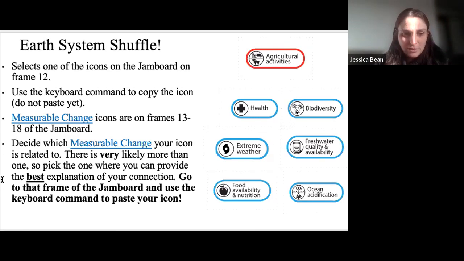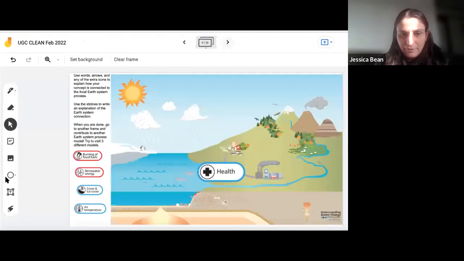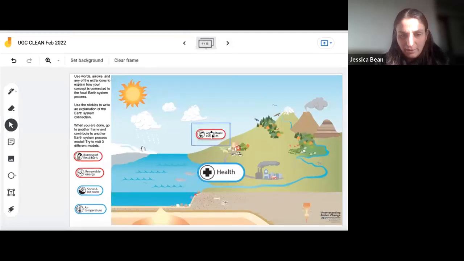So I'm going to then go to that health page, and I'm going to paste my icon onto that Jamboard page, onto that Earth Scene. And then I could use words or arrows or other ways to express my ideas and show that relationship to health. And you can also feel free to use any of these other 4 icons that we've provided on the side to enhance your model.